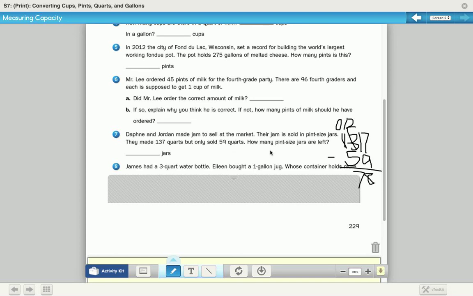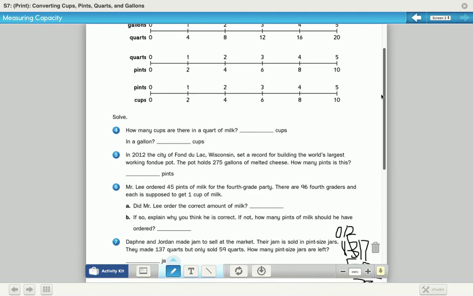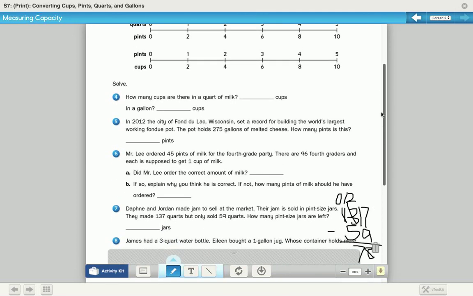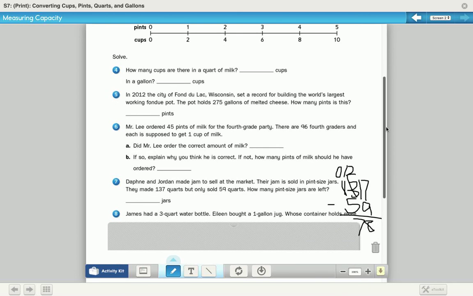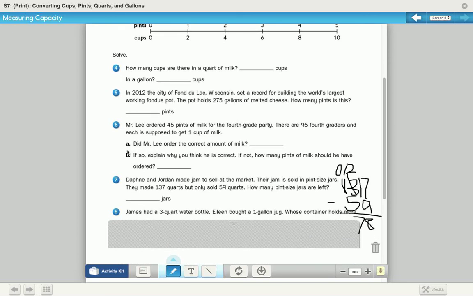But the question was, how many pint-sized jars are left, not how many quart-sized jars are left. So we have to change our quarts into pints. If we want to change quarts into pints, we would have to multiply that times 2. So we would have to do 78 times 2. So figure that out. So 70 times 2 would be 140. 8 times 2 would be 16. So 140 plus 16 would be 156.